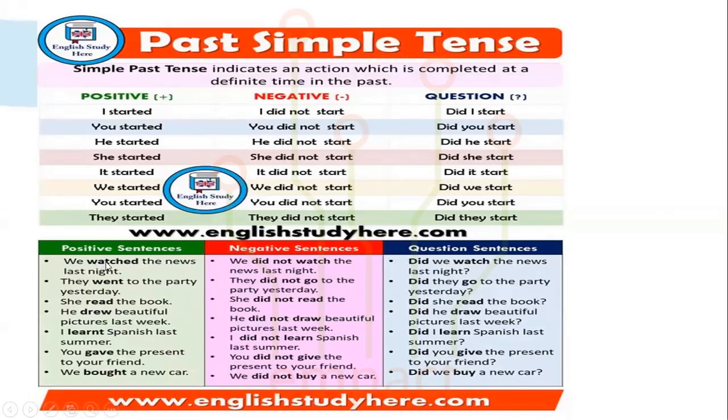The last point that is really important in that slide is never put ed with the verb, or never write the verb with ed after didn't or after did. The verb should always be in base form or root form after didn't or did. Okay? The verb must always be in base form.